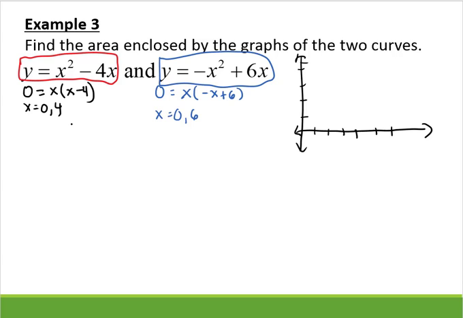So I have 0, I have 4. The vertex is going to happen somewhere for this function, somewhere in between. At 2, you could get that y value. I'm just getting a sketch so I know the big Y versus the little y. This guy opens down because of the negative. 0 and 6, so his vertex happens at 3.